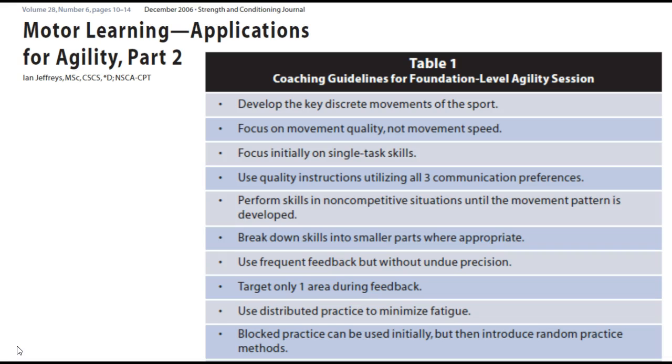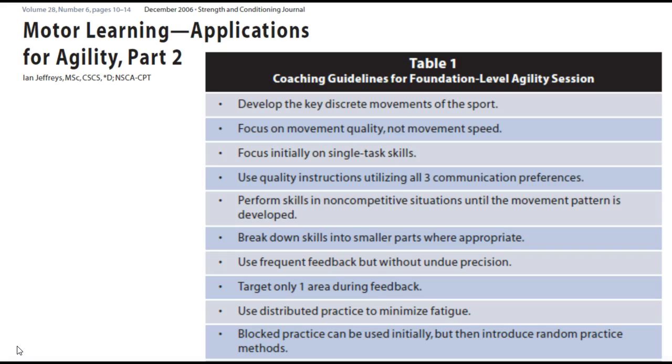Here we go. Tables. I like to provide graphics along with lectures. So this is a table that goes along with the bottom portion of the agility development pyramid. So this is about the foundation level for an agility session. So you can see here some coaching guidelines that would be helpful to any coach that would like to utilize agility training within their specific sport.